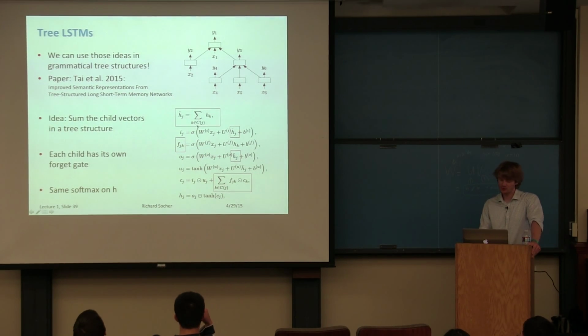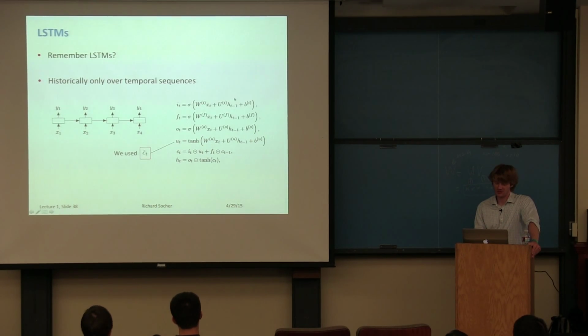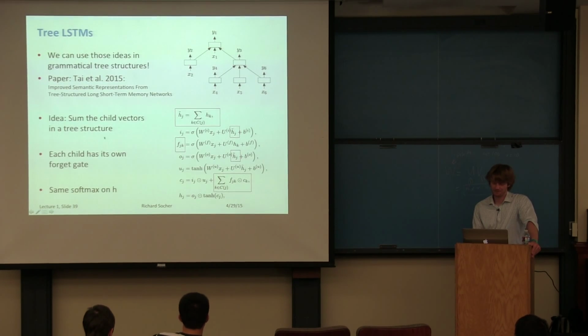And so the first thing we do is we just sum up the children, and we have this h tilde here. And now for our input and output gates, we just have the summed vector of all our children instead of having just the single vector from the previous time step. And one twist here is also that we actually have a different forget gate for each child. What does that buy us?